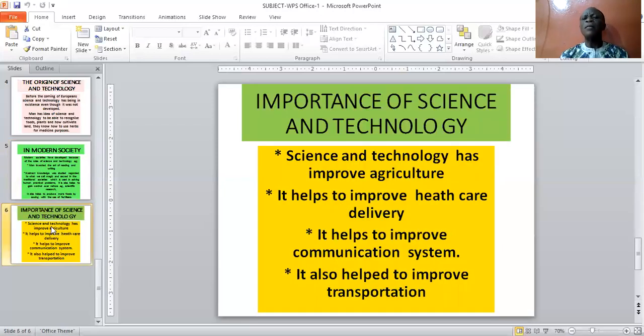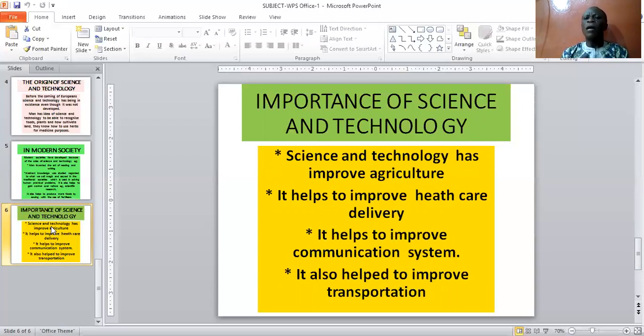Now, what are the importance of science and technology? One, science and technology has improved agriculture. Two, the machinery. Not like the manual way, like using a cutlass or hoe to farm the land, we can now use a tractor to work on the ground and on the farm. We can use harvester machines. It's through the help of science and technology. Secondly, it helps to improve health care delivery.